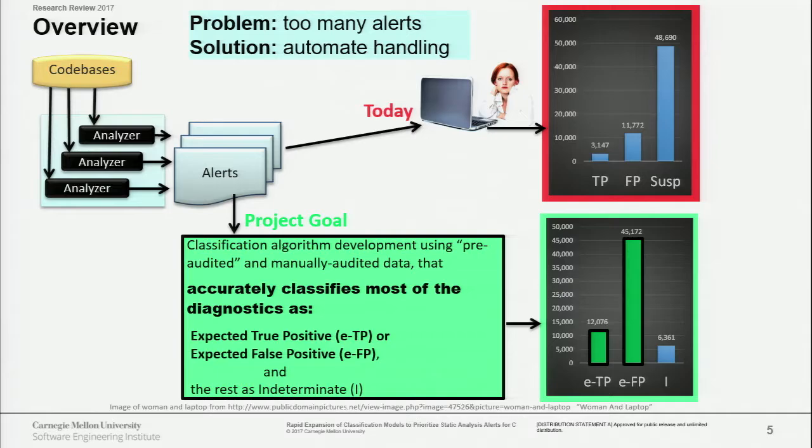When code bases are analyzed by static analysis tools, sets of alerts are output, and today they need to be manually examined, and that results in some being labeled true or false and many of them not being examined at all. We aim to automate handling and to automatically label most of them as true or false, and be left with a small number that can be manually examined.